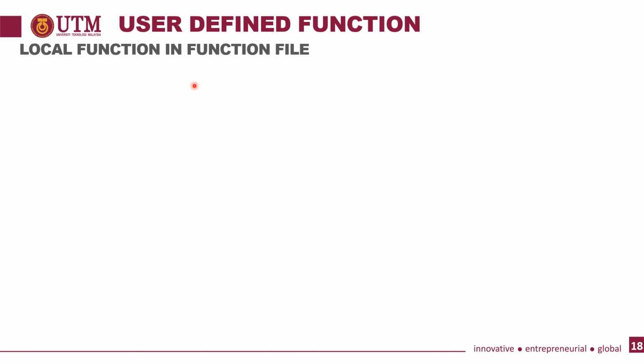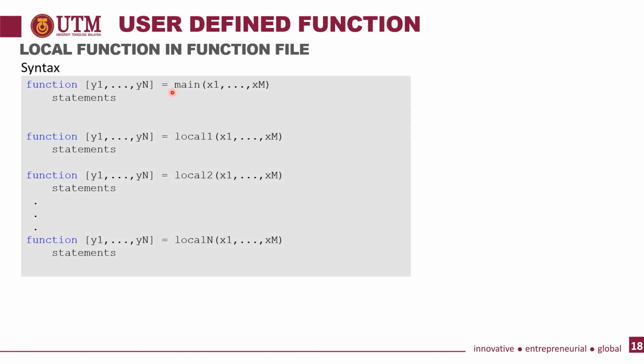Right. So, local function in a function file. For the syntax of a local function in a function file, first you must have a main function. You can put any name. And then function, local function. It is like having multiple functions in one function file. We call it the main function because the name of your function file is similar to the main function name.